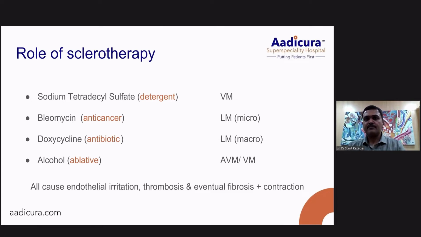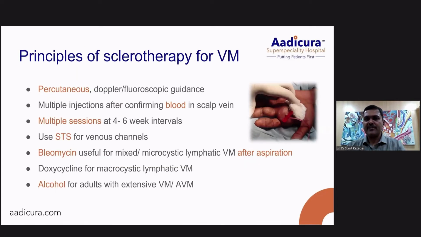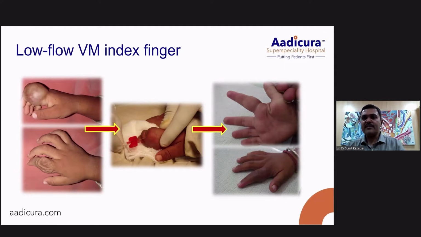and contraction. A few principles that we keep in mind when we treat them: they have to be treated percutaneously, either using a Doppler or fluoroscopy guidance. We have to confirm presence of blood to ensure that the sclerosant goes within the malformation only. Most of these patients would need multiple sessions at 4 to 6 weeks intervals. As I described in an earlier slide, STS, we use it for the venous malformations. A few examples of the eventual results of how sclerotherapy helps. That's a young boy with a large index malformation, and we can see the sign of compressibility in this patient.